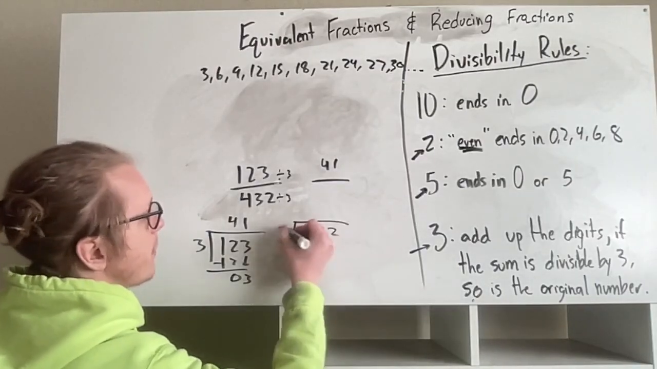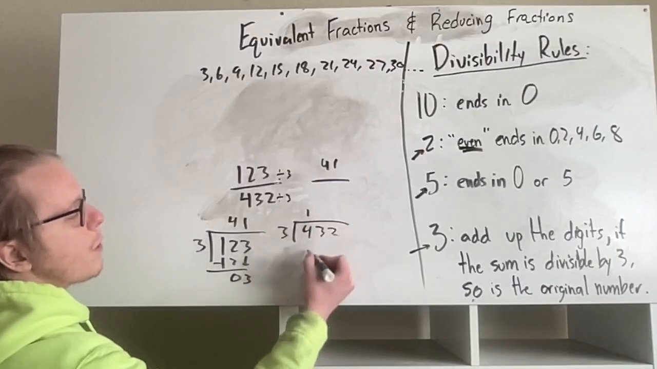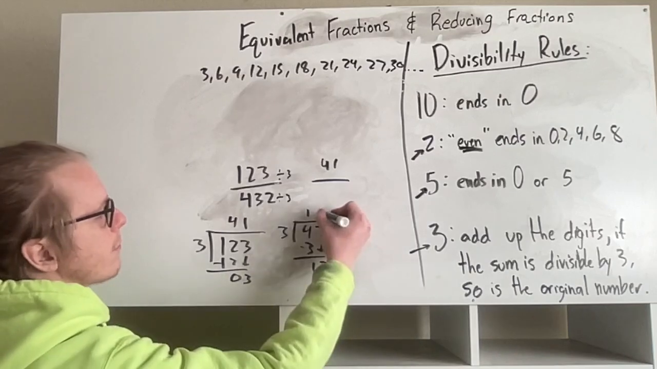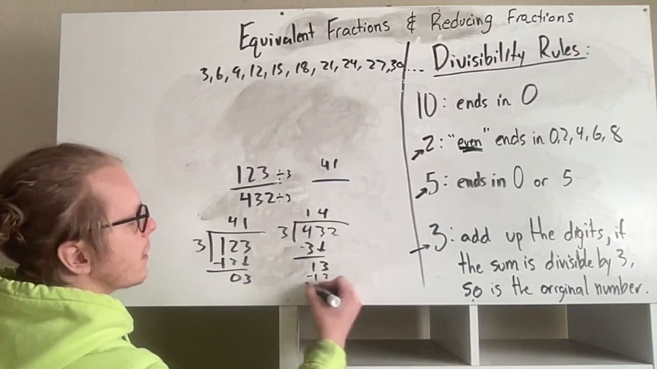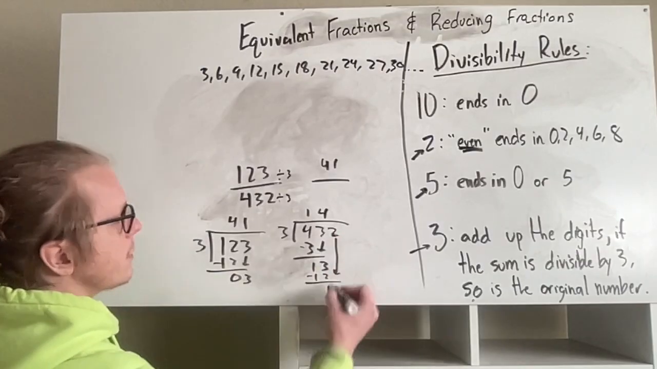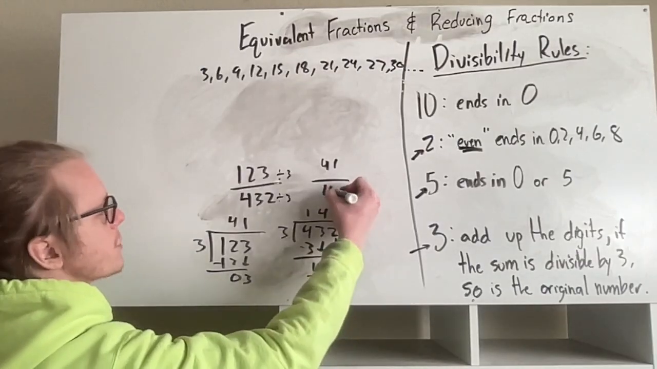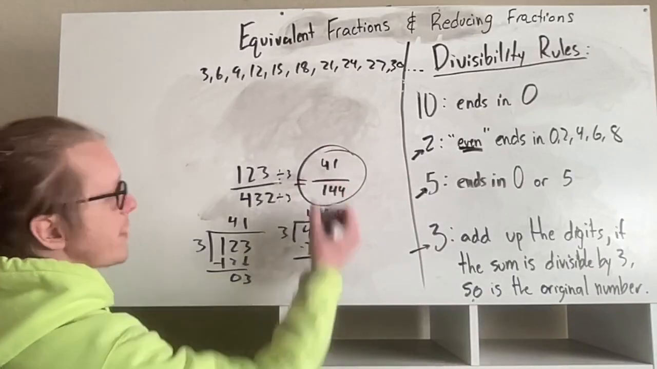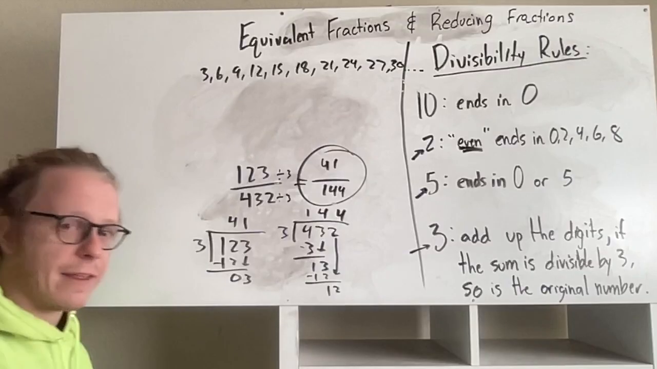And then 432 divided by 3. 3 goes into 4 once. 4 times. Gives me 1 left over. Bring down the 2. And 4 times 144. Here we go. That is our reduced fraction. We actually can't go any further than that.